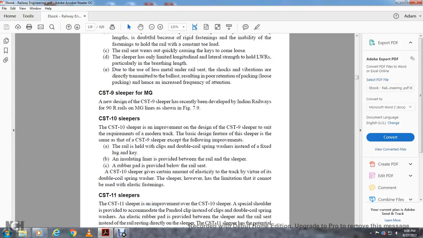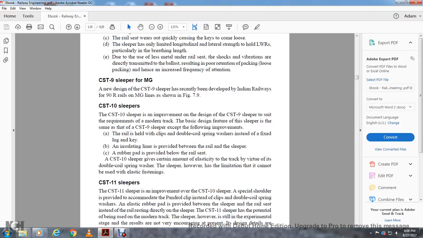The CTS-10. The CTS-10 is an improvement in the design of the CTS-9 to suit the requirements of the monotrack. The basic design feature of the sleeper is the same as the CTS-9 sleeper except for the following improvements. The rail is held with a clip of double coil spring washer instead of the fixed lug key, with insulation liners provided between the rail and the sleeper. A rubber pad is provided below the rail seat. The CTS sleeper gives a certain amount of elasticity to the track by virtue of the double coil spring washer, with the limitation that it cannot be used with elastic fastenings.